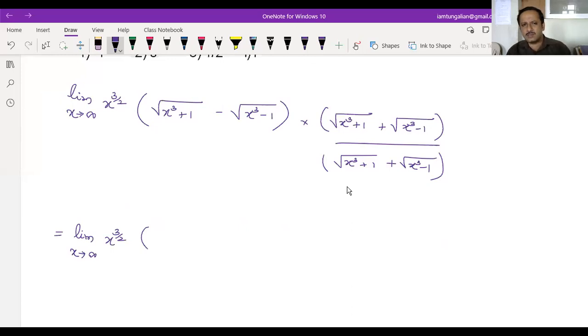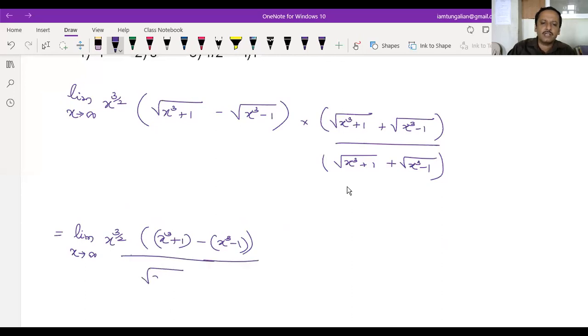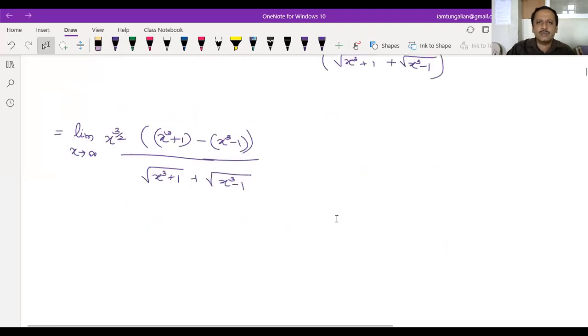So look at this numerator. It looks like a minus b into a plus b, which is a square minus b square. So that will give you x cube plus 1 minus of x cube minus 1, divided by root of x cube plus 1 plus root of x cube minus 1. So in the numerator here, x cube gets cancelled. So then we are left with limit x tends to infinity x to the power 3 by 2 into, say here x cube plus 1 minus x cube plus 1. So x cube gets cancelled. 1 plus 1 will become 2, divided by, here root of x cube plus 1 is there.